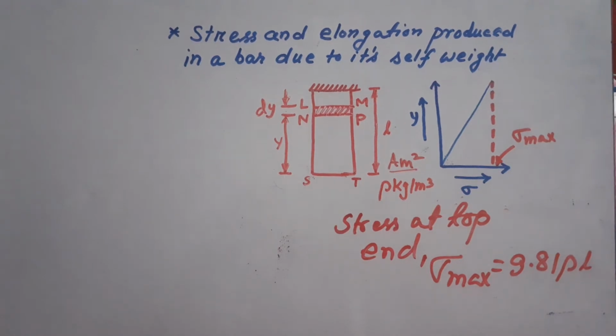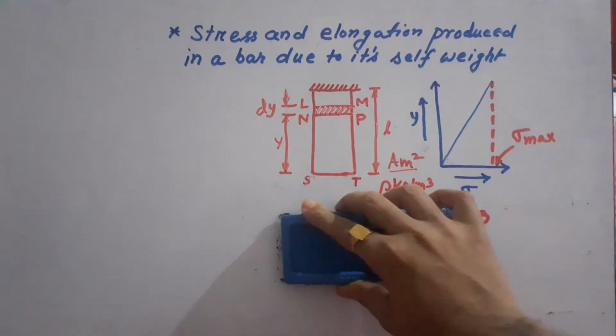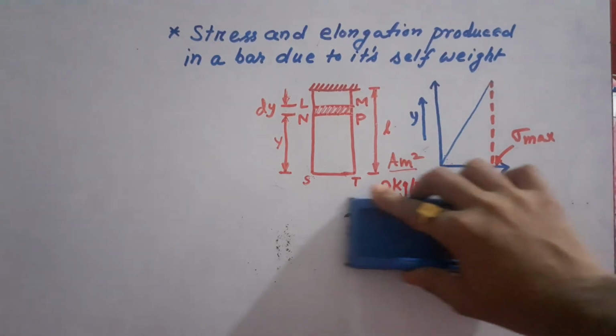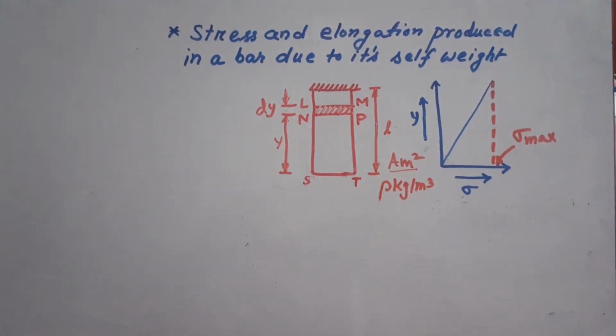Okay, now moving to the next portion. I hope it's going to be a very interesting topic for you. Now you are learning how the self weight of a bar contributes to the stress of that bar. Okay, and I'll discuss this graph later on. So if we assume this dy to be very small, that means the thickness in the section LM and NP are practically equal.